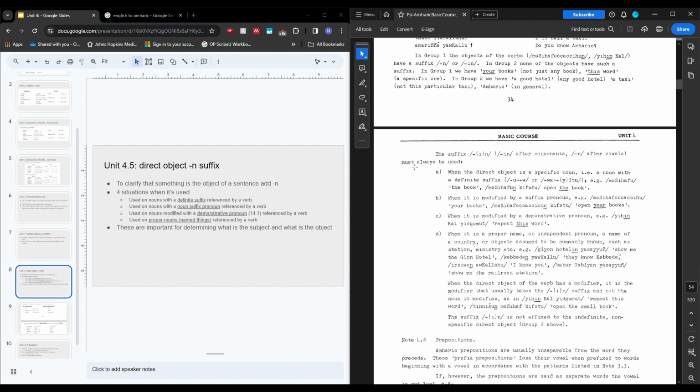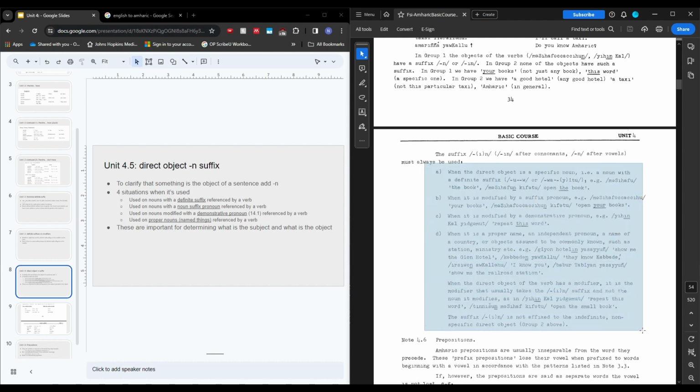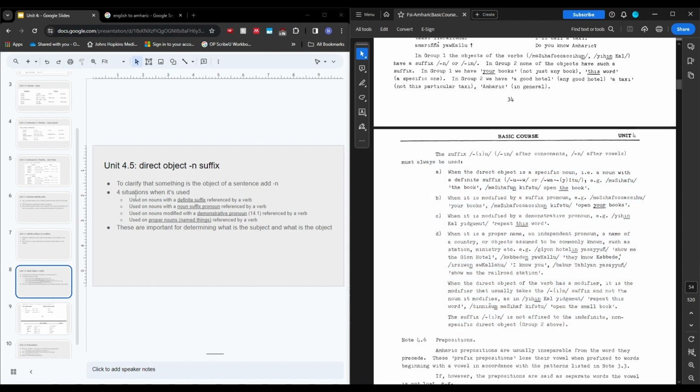But the 4 situations in which you use this n are explained here. I think my explanation is a little simpler. If the noun has a definite suffix and it's being referenced by a verb, then you put the n onto the end of it. So misaf is book, misafu is the book, and it's the object of this verb, which is to open, kefetu. So now it's going to have an n put onto it.